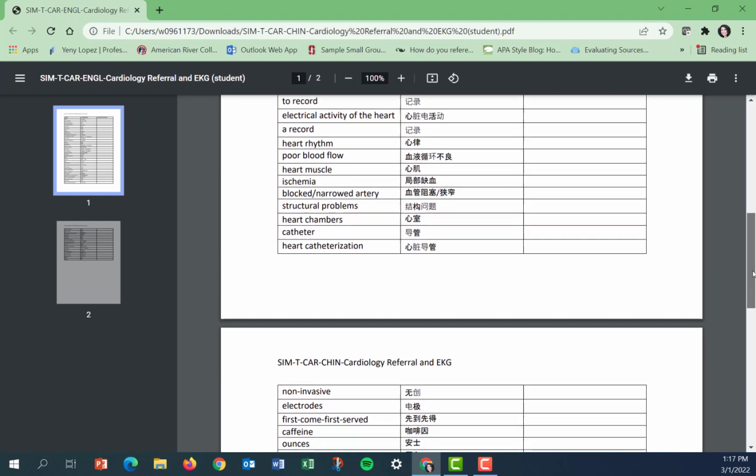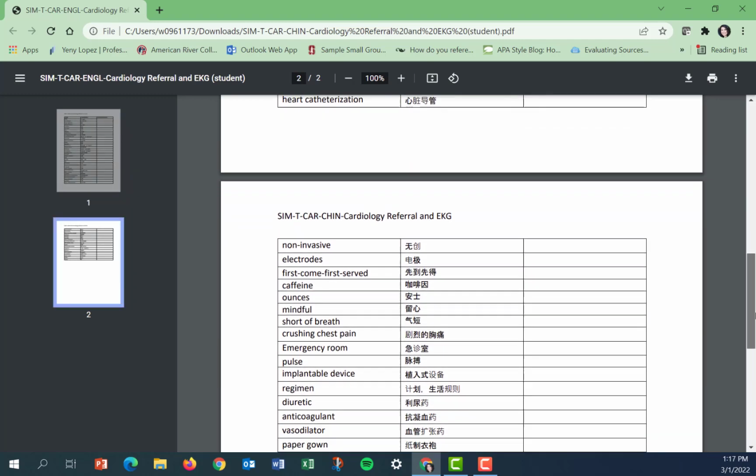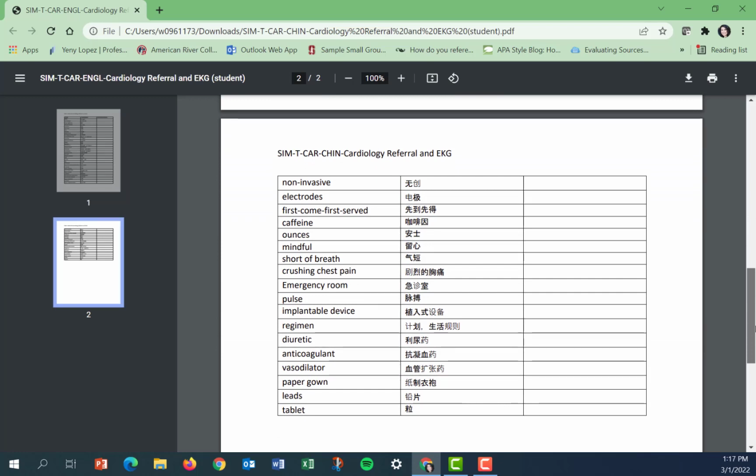You do not need an appointment. Patients are seen on a first-come, first-served basis. First-served basis. Caffeine. Ounces.